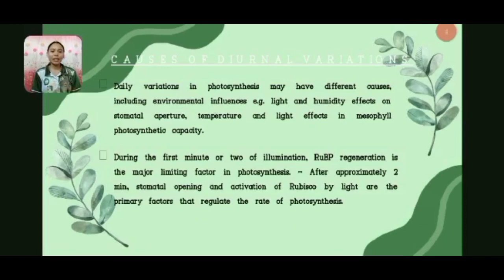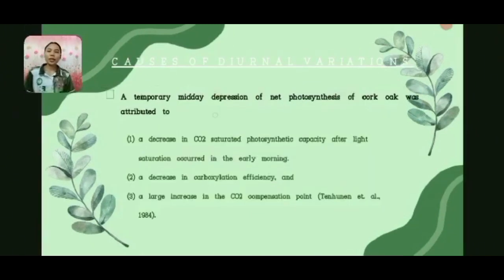Although some investigations attribute the reductions in photosynthesis to stomatal closure caused by excessive water loss, the actual mechanism appears to be more complicated. So it is very important that we know the causes of diurnal variations. Here are the examples of causes of diurnal variation.